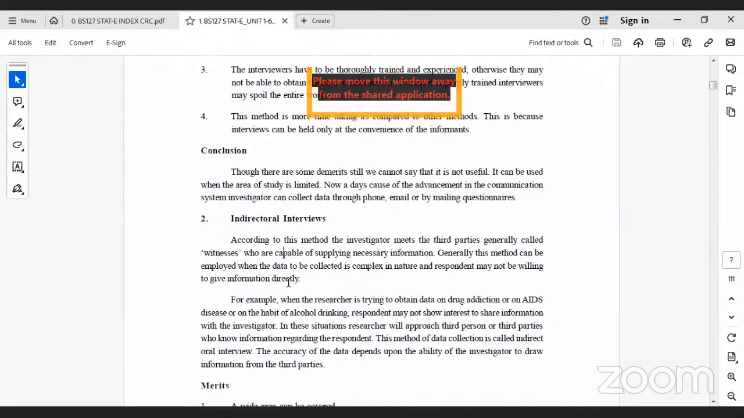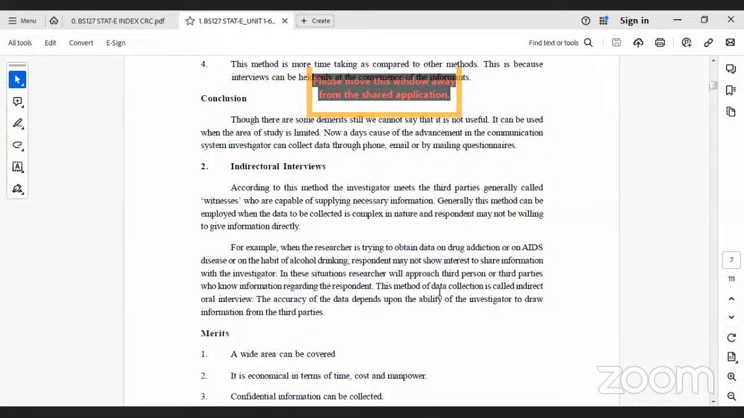For example, when the researcher is trying to obtain data on addiction or an AIDS disease, or on the habit of school students' alcohol drinking, the respondent may not show interest in giving the information. In this situation, the researcher approaches third parties who know the information regarding the respondent. This method of data collection can be a direct or oral interview. The accuracy of the data depends here upon the ability of the investigator to draw information from the third parties.